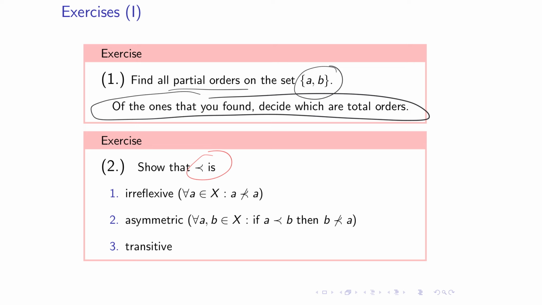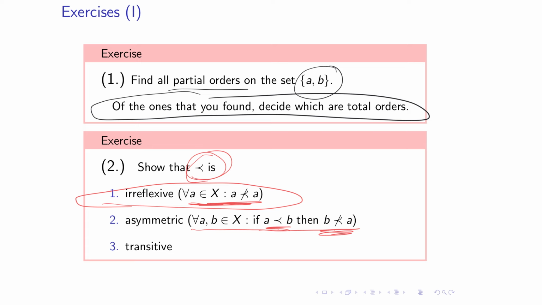Show that this relation is irreflexive, which is to say that nothing relates to itself, which is stronger than merely not being reflexive. This is actually saying that everything does not relate to itself. Show that the strict precedence relation has that property. Show that it is asymmetric, which is a stronger property than antisymmetric. It says that if the relation holds in one direction, then it must not hold in the reverse direction. And moreover, that it is transitive.